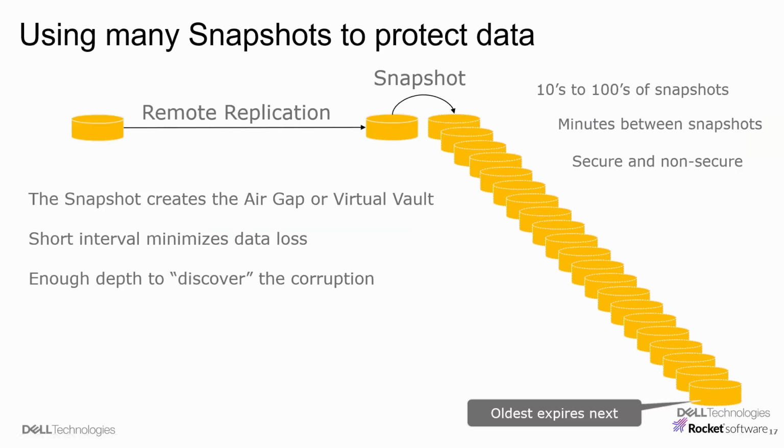So you're going to use a lot of snapshots to protect your data, right? Say you're doing them every 10 minutes. And so you're replicating the data across to another system, to another array, and then you're creating snapshots, right? Every 5 or 10 minutes, right? And these are basically or almost air gapped, right? They're in a virtual vault. And the idea is that they're protected from z/OS access, right?